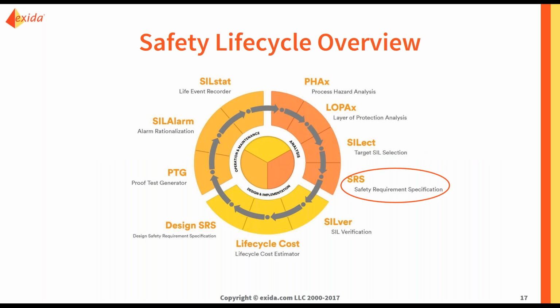One benefit of using exSILentia to do this is that all of your analysis information from the PHA, the LOPA, and SIL selection should already be in your tool. That would be in the form of our PHAX, LOPA-X, and SIL select tool. Information needed in the SRS that's already calculated or stored elsewhere in the tool is automatically transferred into the SRS.